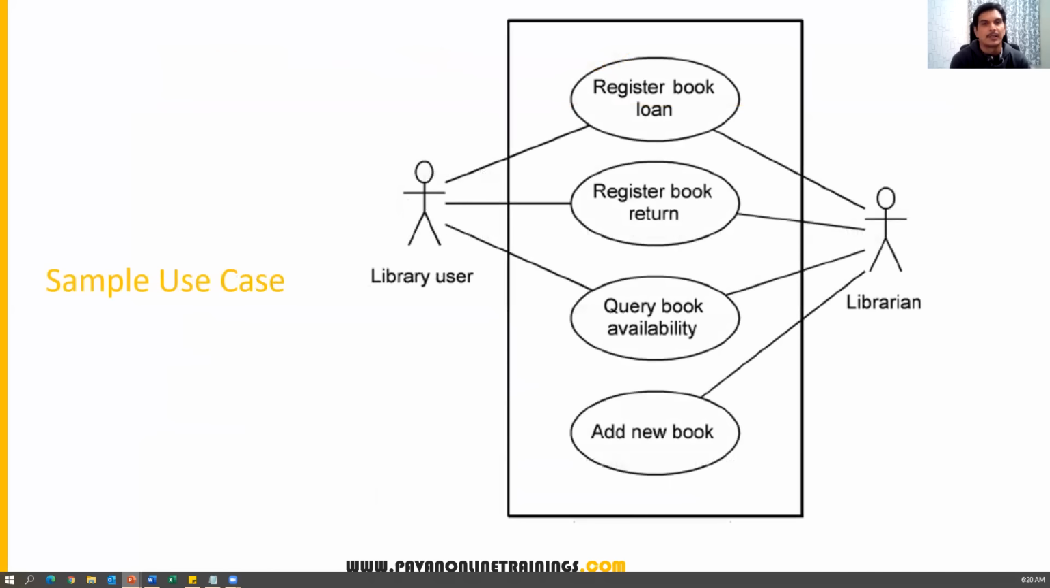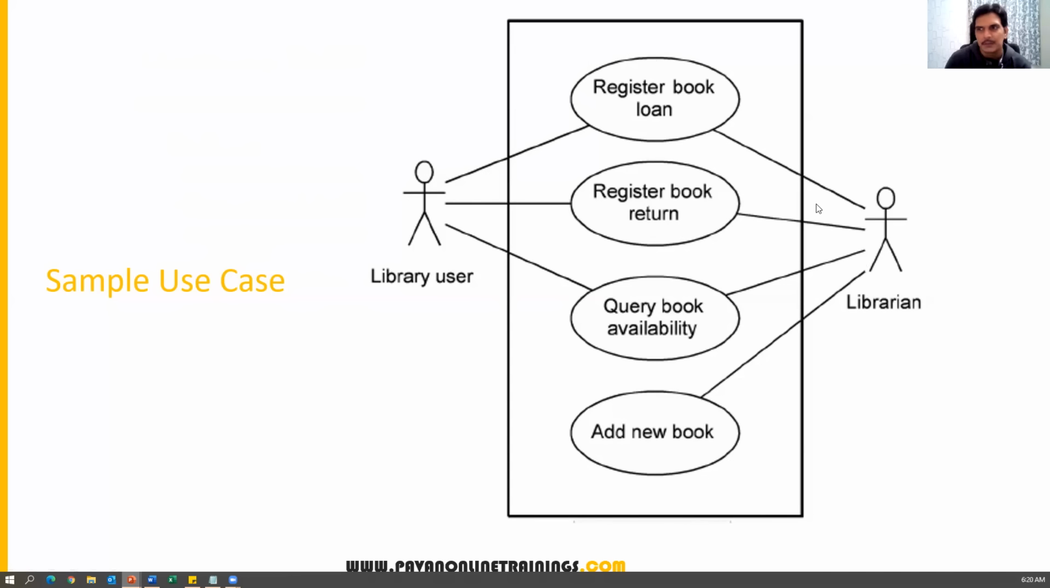Now, this is a sample use case, guys. I told you the use case contains three different parts: actor, action, outcome, right? So if I look here, the library user is the actor, and he can perform certain operations: register a book, register book loan, register book return, and query book availability. And what the librarian can perform is adding a new book.